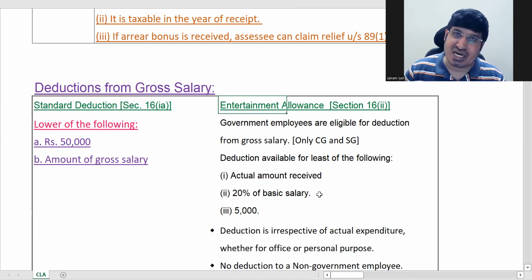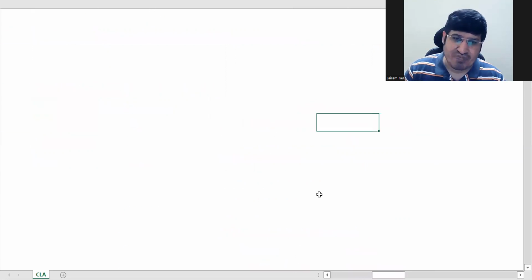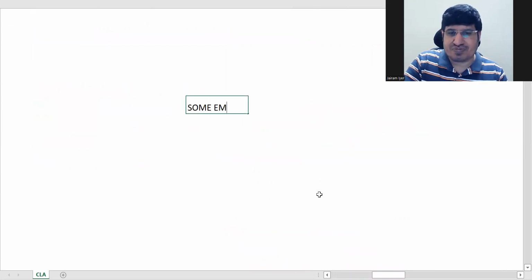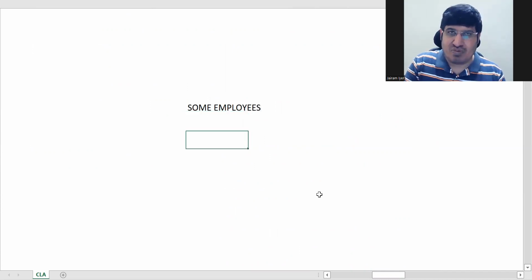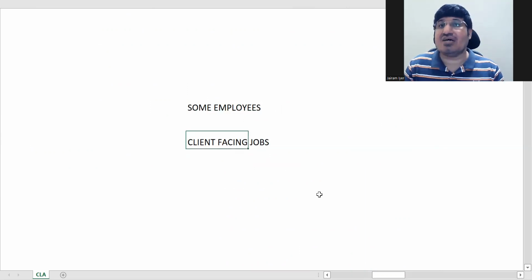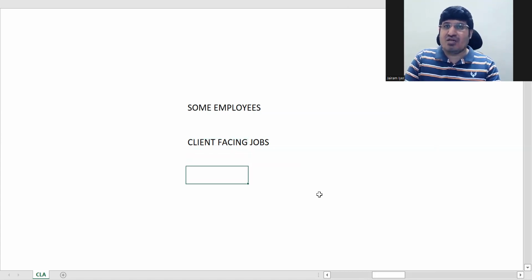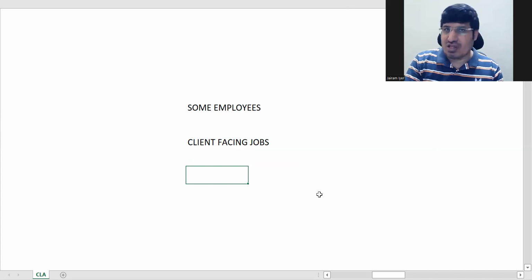Second is entertainment allowance. Second was entertainment allowance, correct? So what is entertainment allowance? Basically, some employees in their profile, okay, this is applicable only to some employees who are client facing, who do client facing jobs. When clients come, they host them and all that. So that's why they need some money to take the clients around and all that, right? When clients come, the company is hospitable to them, correct? So here that is the main thing. For that they get entertainment allowance.